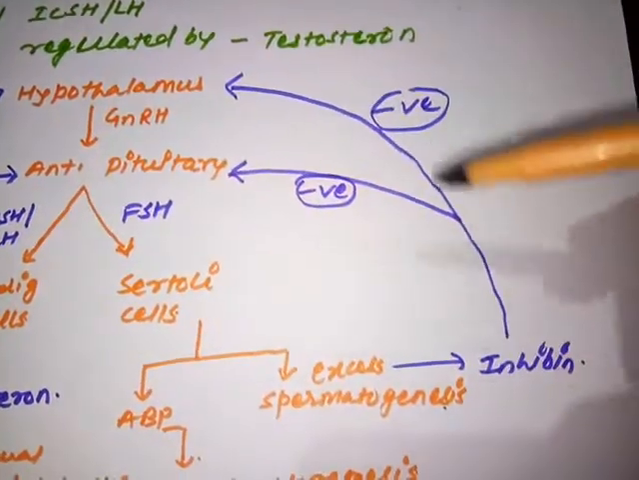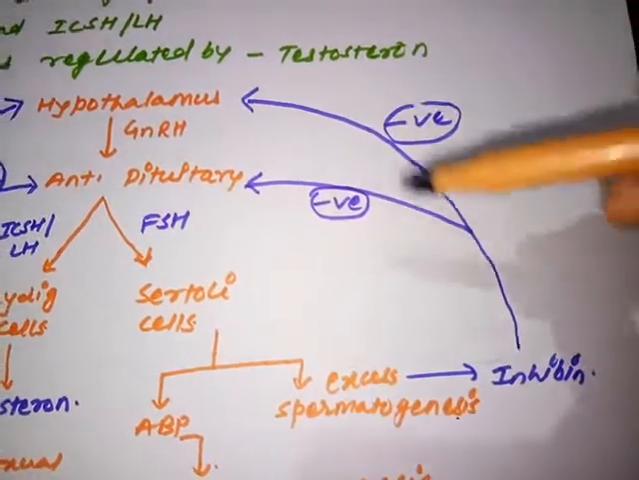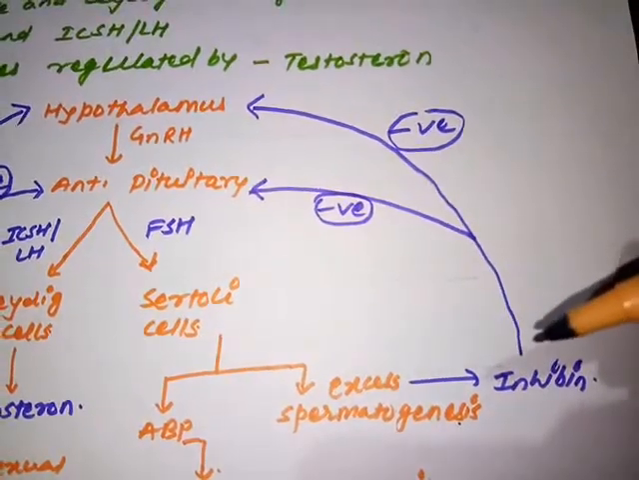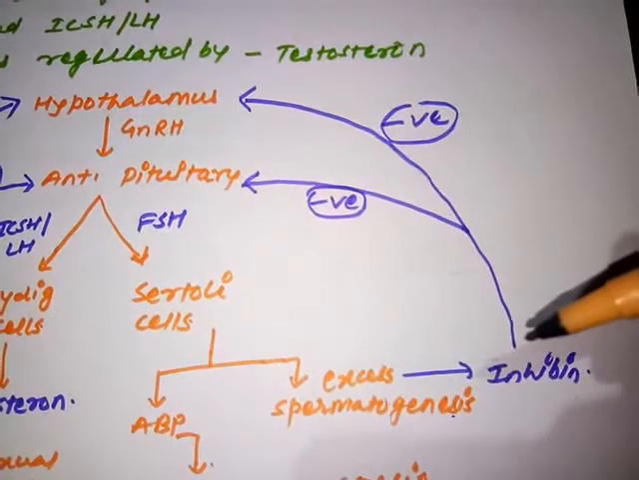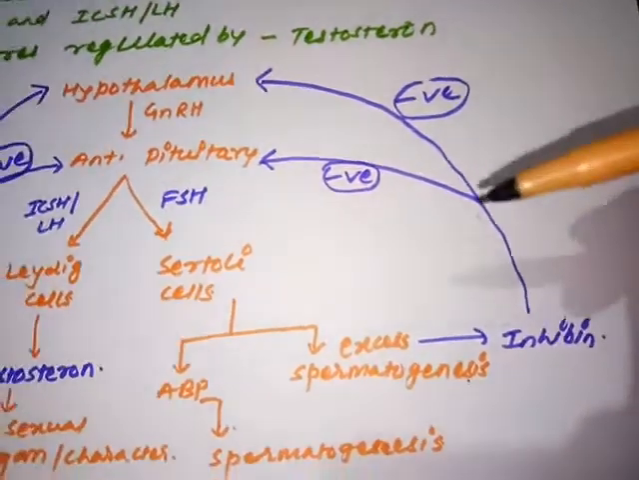So this process is called the negative feedback mechanism. Here, what is going on? Negative feedback, because this process is working to stop the process which is operating in the testis only. So is it clear to you all? Once again we'll come back.